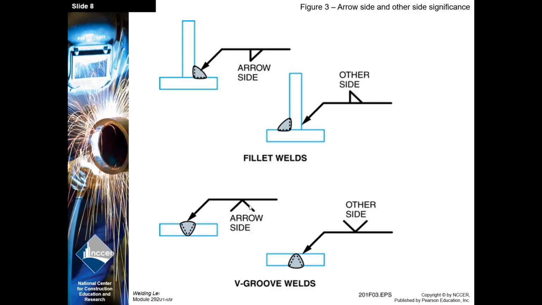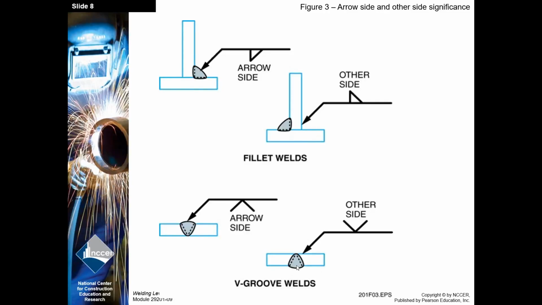Same thing goes for V-groove welds. Notice the arrow is pointing on the top, and that's where we welded it from, arrow side. And when the groove weld is on the upper side of the reference line, the arrow's on top, but we want to weld it from the other side.